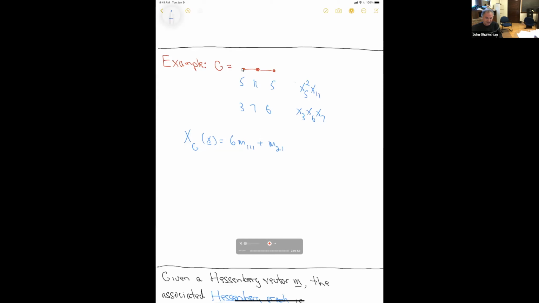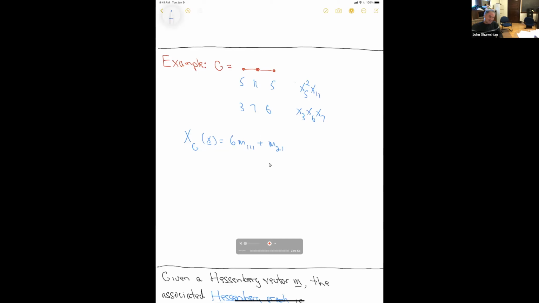I'm going to get 6 legal colorings using those variables. M21 is the sum of all monomials of the form xi squared xj, where one of the exponents is 2 and the other is 1. And there's only, right, given an i, which I'm going to see twice, and a j, this is the only way to do it, right?